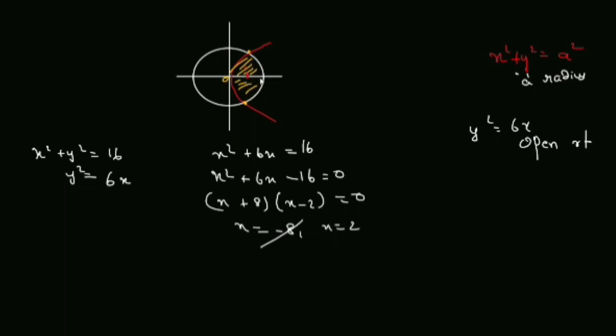This point is 2. And the radius of the circle is 4. That means this point is 4. This is 4, 0 and somewhere here you have 2, 0. This point is 2, 0. So we can just now draw one line here. This point is 2. So 0 to 2 plus 2 to 4.